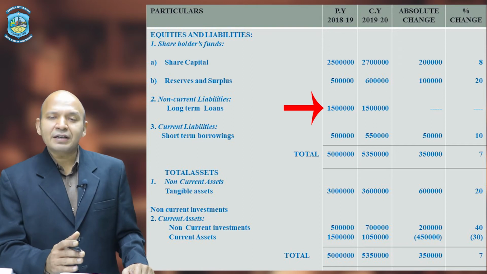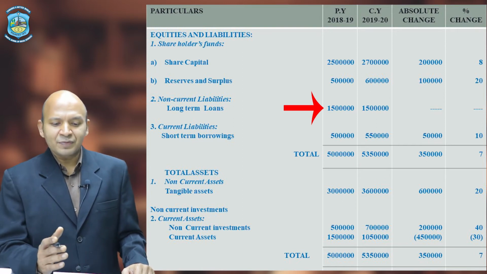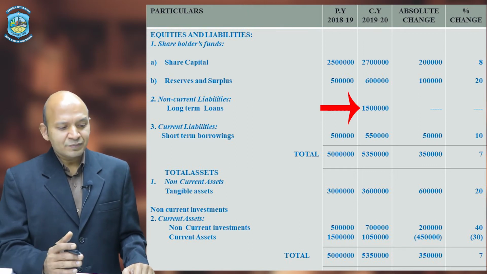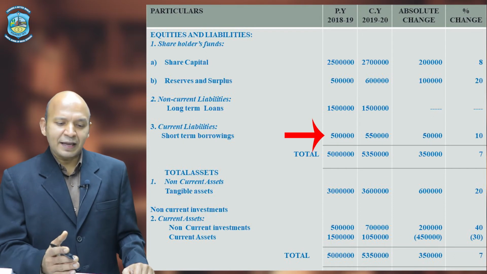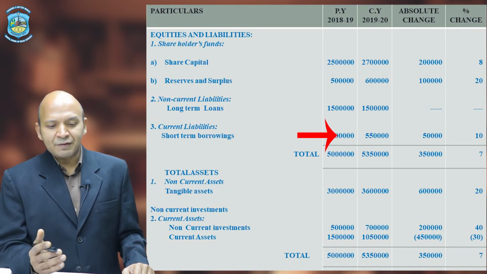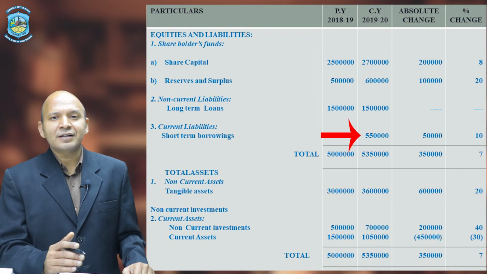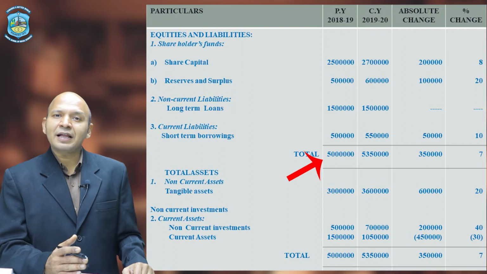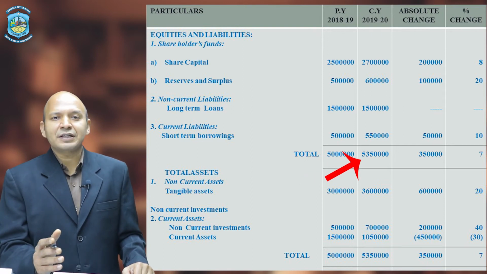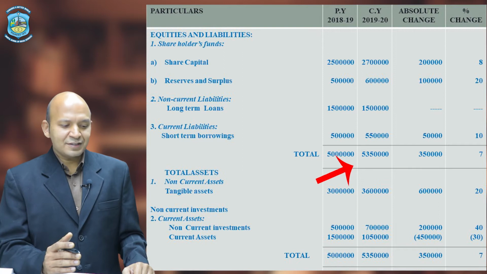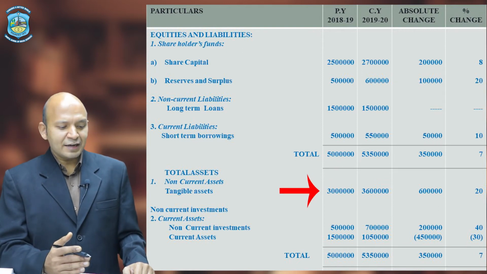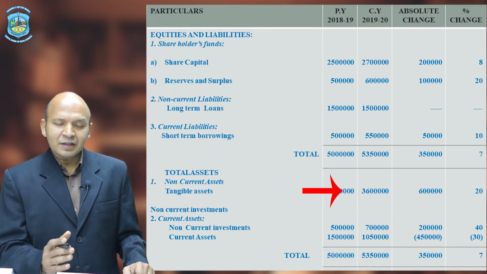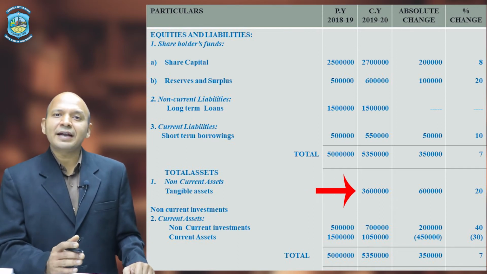Long-term loans 15 lakhs for the year 2018-19 and for the year 2019-20 the amount is same, that is 15 lakhs. Short-term borrowings we have 5 lakhs for the previous year and 5,50,000 for the current year, that is 2019-20. The total of the liabilities is 50 lakhs and 53 lakhs 50,000. In the assets we have the non-current assets, that is tangible assets 30 lakhs for 2018-19, 36 lakhs for 2019-20.